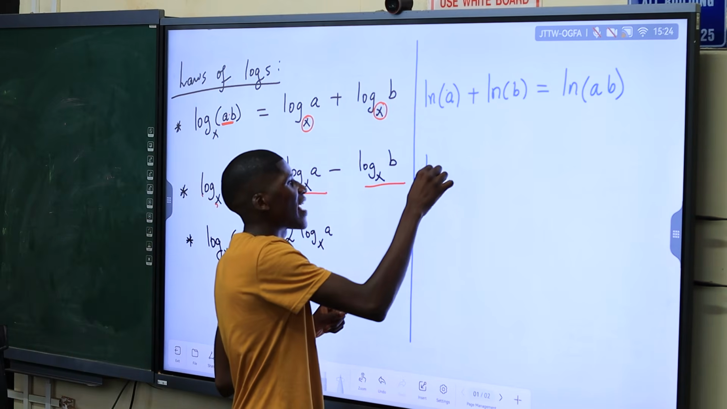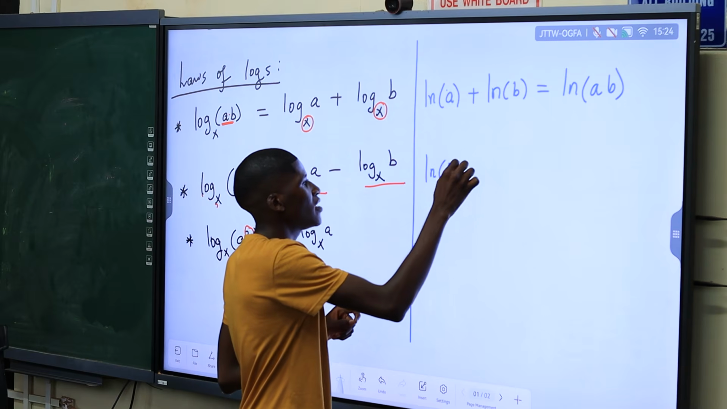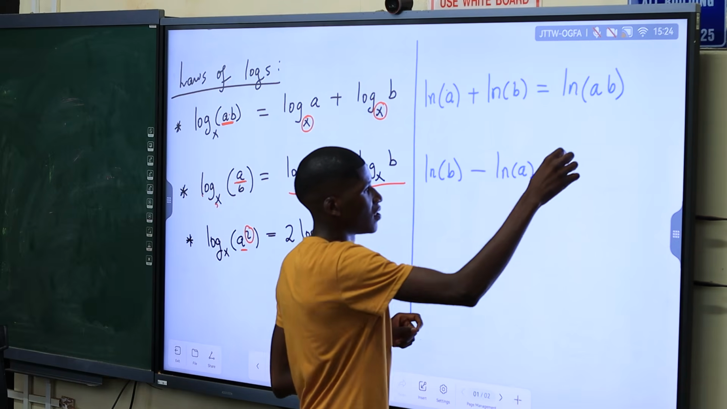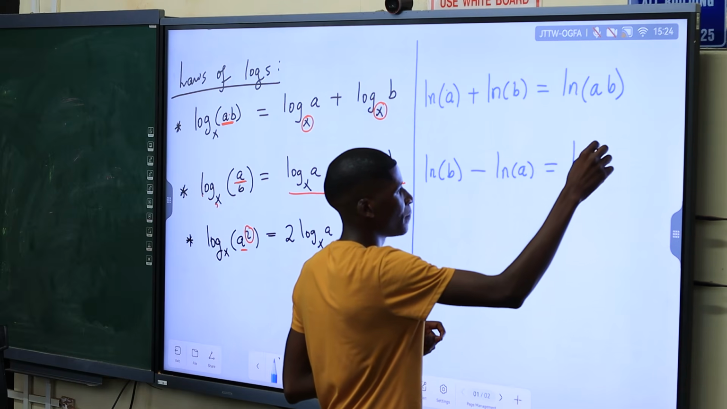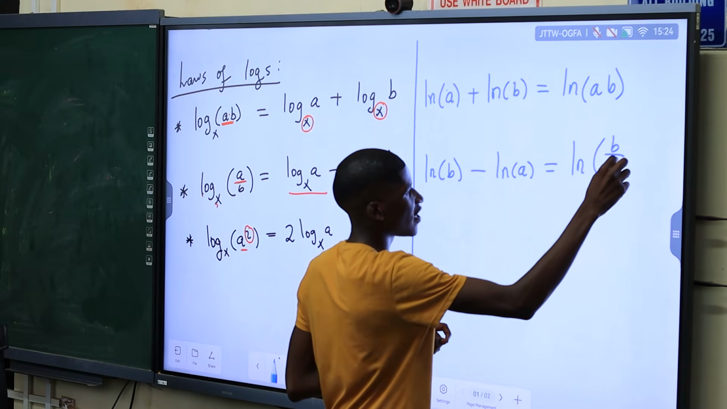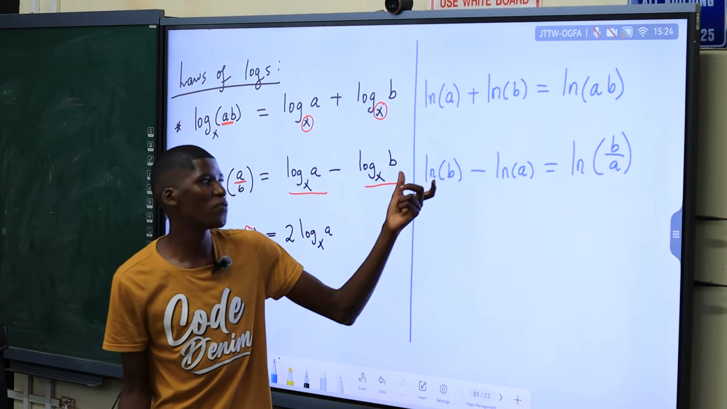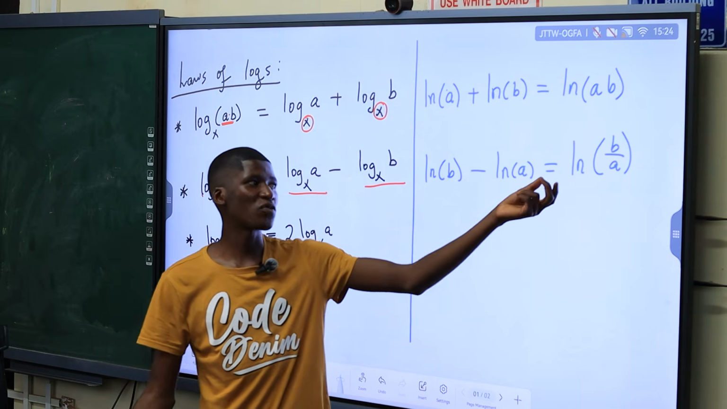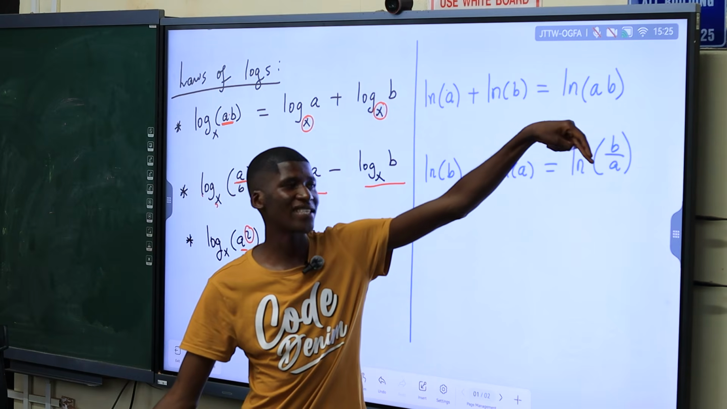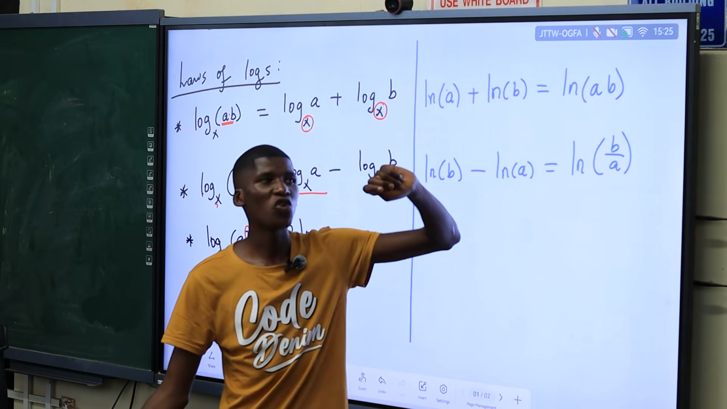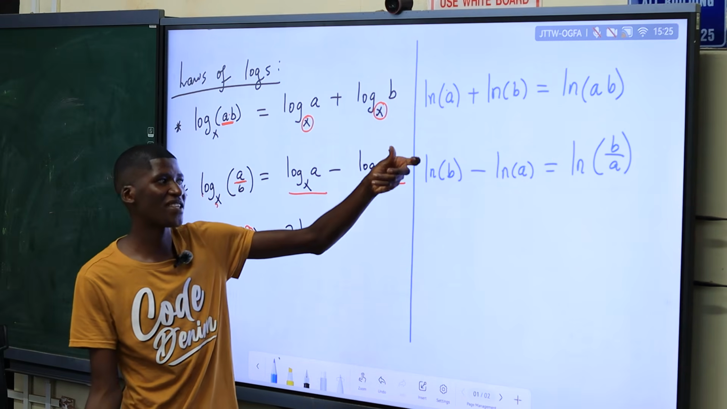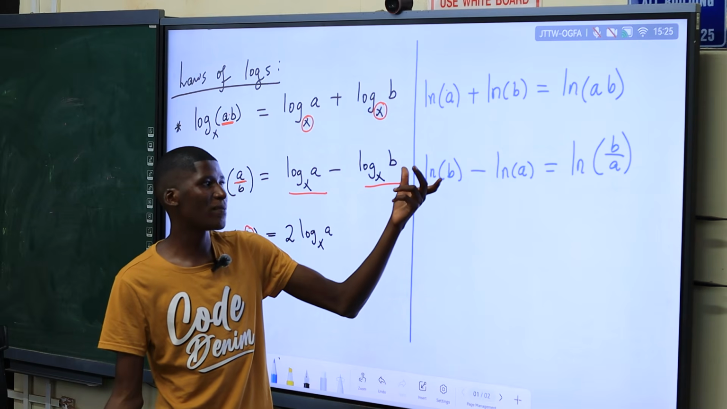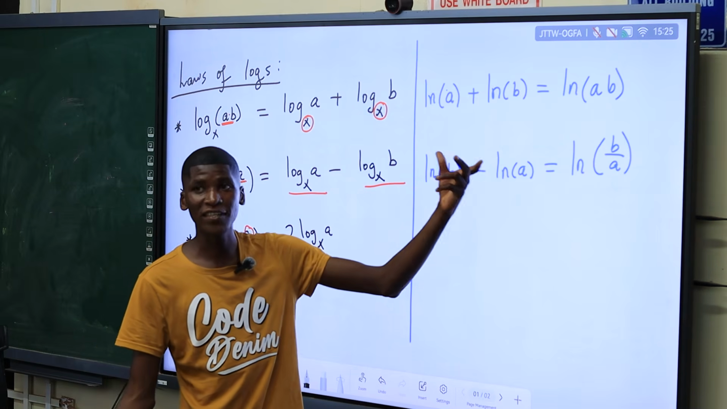What if I have something like ln of B minus ln of A? This is going to give me ln of B over A. Remember, we say ln of the numerator minus ln of the denominator, which gives us ln of the numerator over the denominator. So be careful here, I don't want anyone to say A over B here, because we are saying log base e of the numerator minus log base e of the denominator.